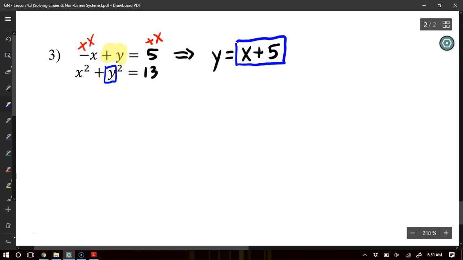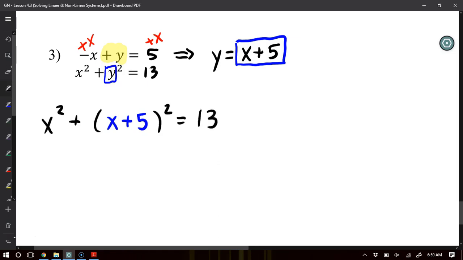Now, what's different about this bottom equation is that we have a y squared. All other times, we just had a coefficient, and it was easy. You distribute. So let's see what happens when I have a y squared. So I have x squared plus y squared, but instead of y, I'm going to write down x plus 5, and that equals 13.